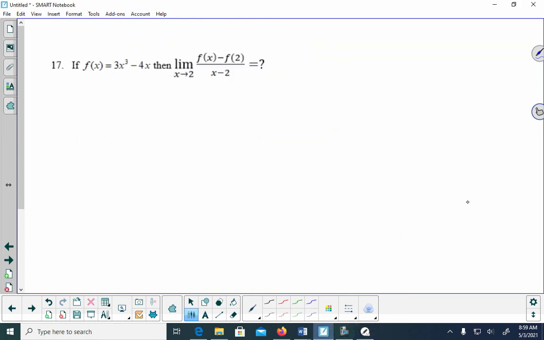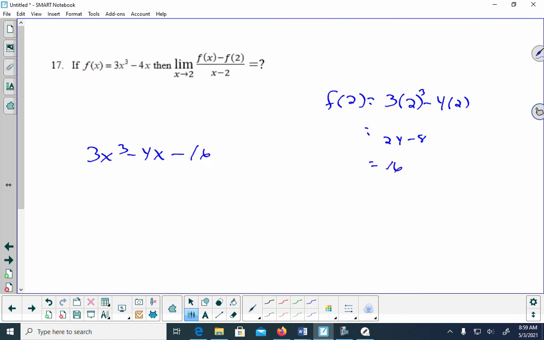Okay, the next one's asking you to use the alternate form of a derivative to find the derivative at 2. So I'm just going to go ahead and do that. So I'm going to do f of x, which is 3x to the third minus 4x, and then minus f of 2. So finding f of 2, I'm going to do 3 times 2 to the third minus 4 times 2. So that's going to be 24 minus 8, and I get 16. Minus 16 all over x minus 2, and I'm taking the limit as x approaches 2.